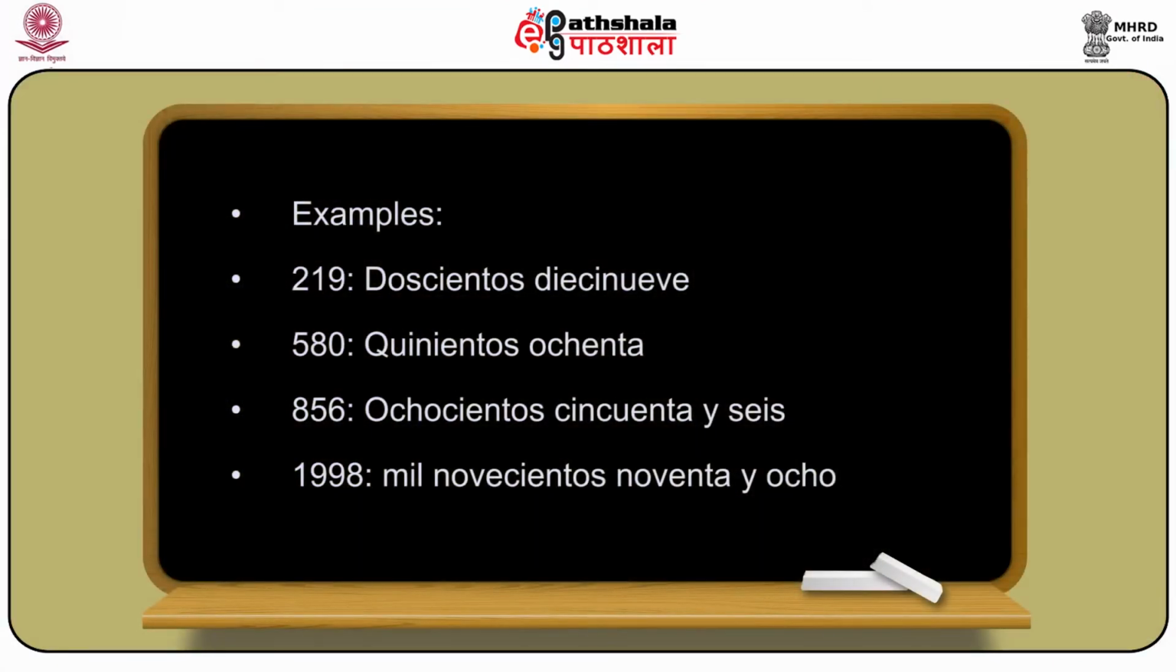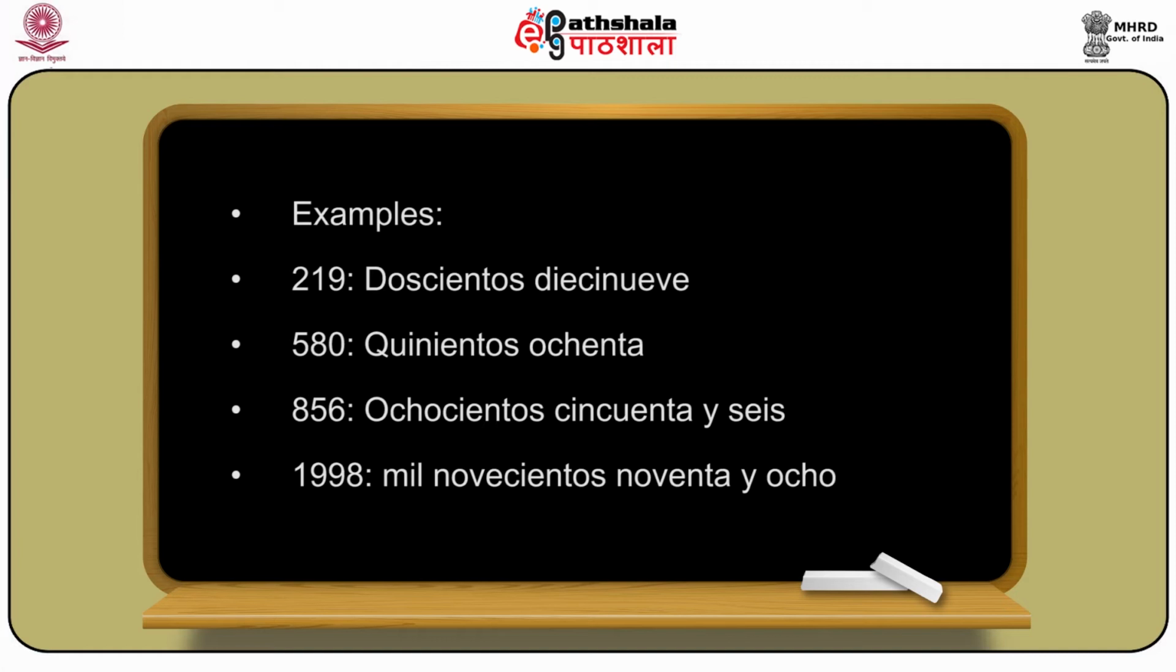Now let's see some examples of the numbers from 200 to 900. For example, if I say 219, we will say it as doscientos diecinueve. If I say 580, 500 is quinientos and 80 is ochenta, so 580 is quinientos ochenta. Same way, one random number which I took is 856. 800 you have learned is ochocientos, and 56 is cincuenta y seis. So 856 will be ochocientos cincuenta y seis. Likewise, after 200 till before 1000, you just add the numbers. If it is 300, you say trescientos, and after that, if it's 50, you say cincuenta. So 350 will be trescientos cincuenta. So you just add the numbers.